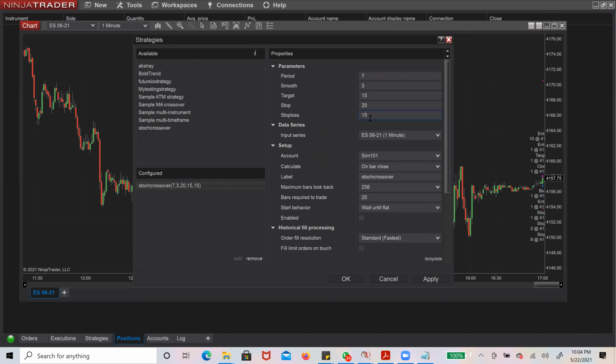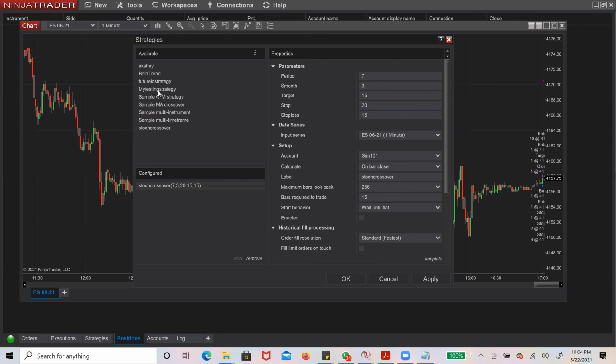What that means is, every 15 ticks, my stop loss will go further up. That's the way I did the trailing stop loss. So it's going to go further up and up. And the bars required to trade is 20. You can make this 15, and that becomes a 15-minute chart. Okay, this is one of the things I did.